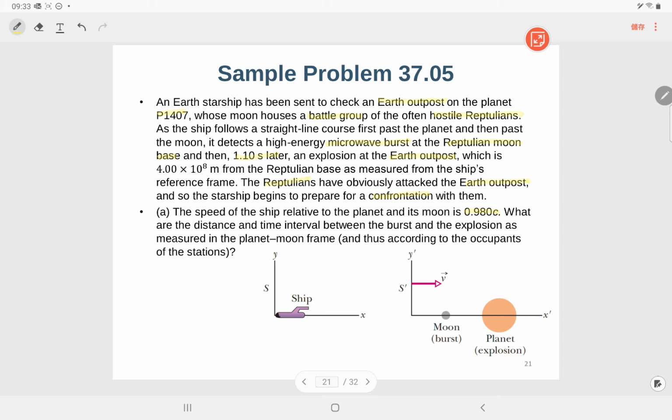What are the distance and time interval between the burst and the explosion as measured in the planet-moon frame? Okay, according to the occupants of the station, 就是那个占据者. So now we have two reference frames. One is your ship, and the other reference frame is the planet. You are moving away from the planet and the moon, but you can also regard yourself as stationary, and the moon and the planet are moving away from you.